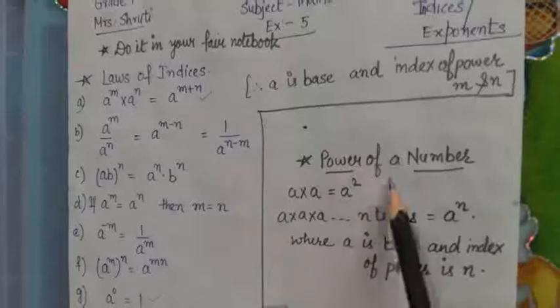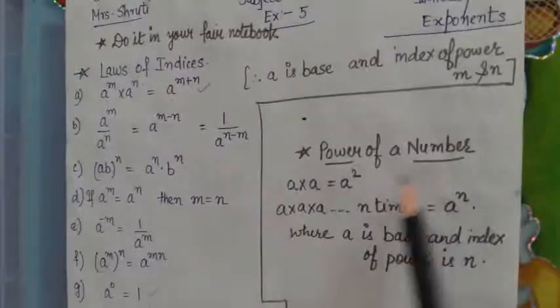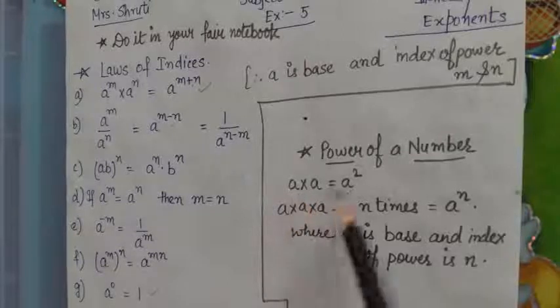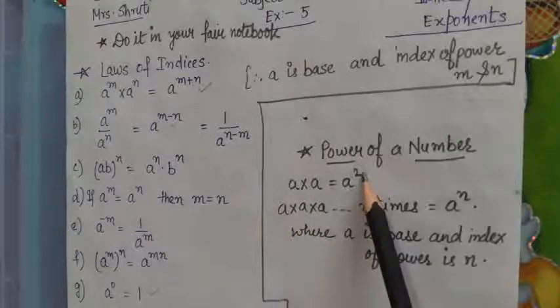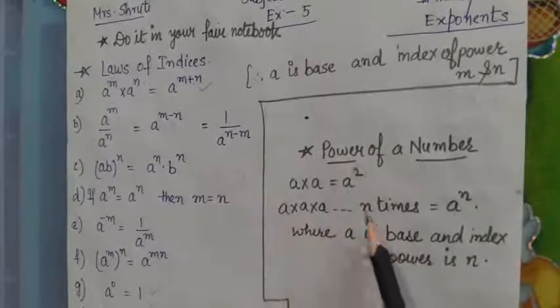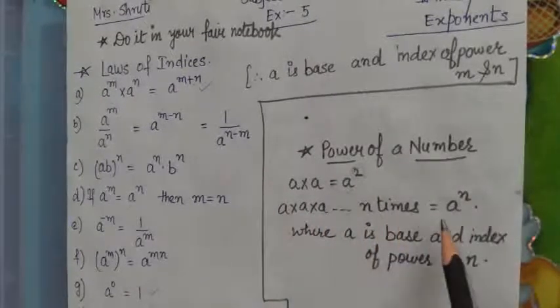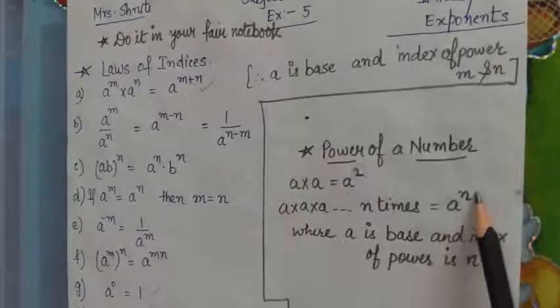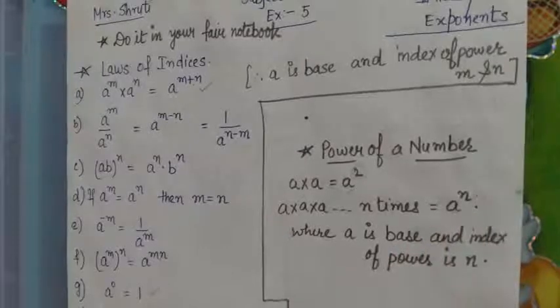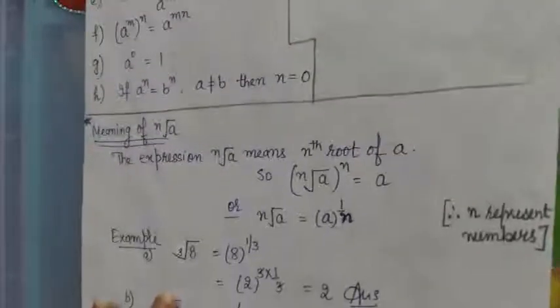Next is what is the power of a number? Power of a number means, see, a into a, it means 2 times, so I have written a raised to power square. So this is the power of numbers. Next, a into a is n times I have written, it means it will come a raised to power n. So where a is your base and n is your power. Clear? This one we have already discussed.